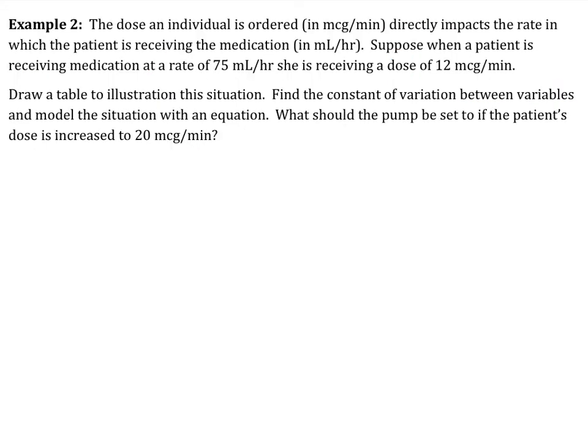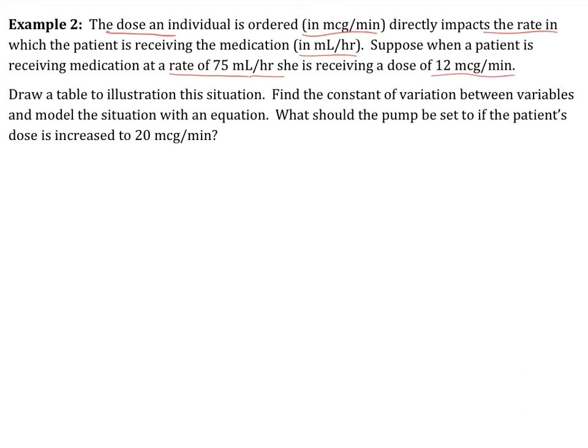We are told that the dose an individual is ordered directly impacts the rate at which the patient is receiving the medication. All we're saying there is there's a direct variation between the dose and the rate. So the dose is in micrograms per minute and the rate is in milliliters per hour. Suppose when a patient is receiving medication at a rate of 75 milliliters per hour, she is receiving a dose of 12 micrograms per minute.